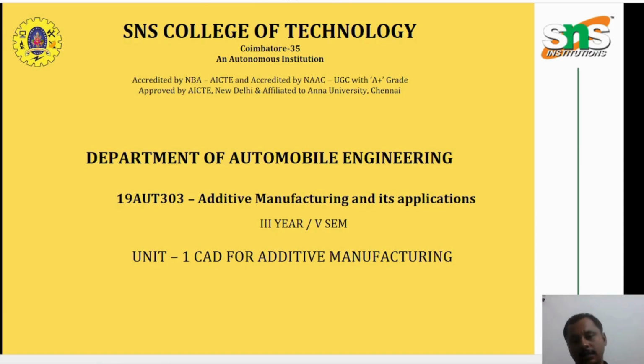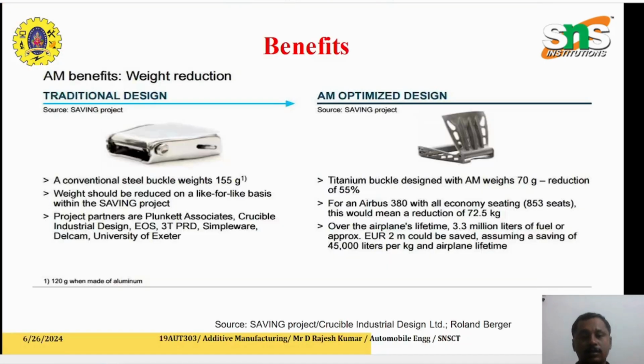Hello all, this is a continuation video of unit number 1, that is CAD for additive manufacturing. The benefits of CAD additive manufacturing and conventional manufacturing: you can see here the design is optimized. That is the conventional and the optimized design. You can see here, on the left hand side, the traditional design and the optimized design.